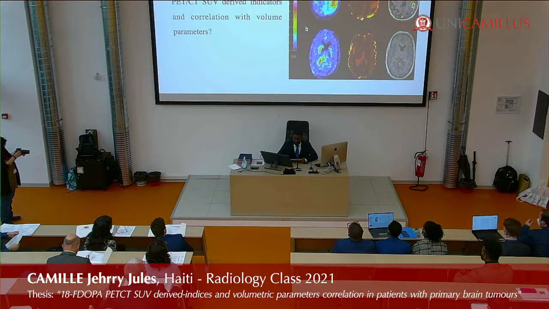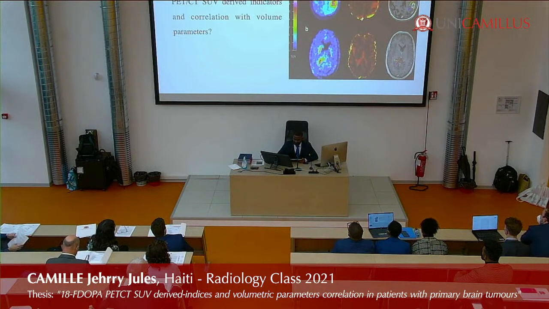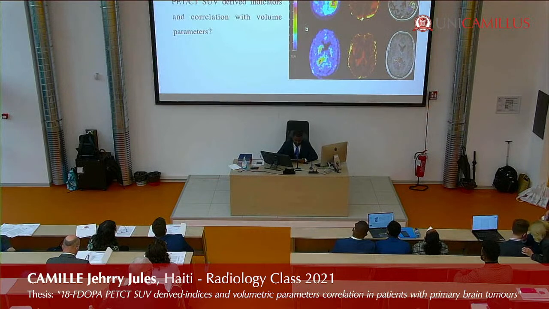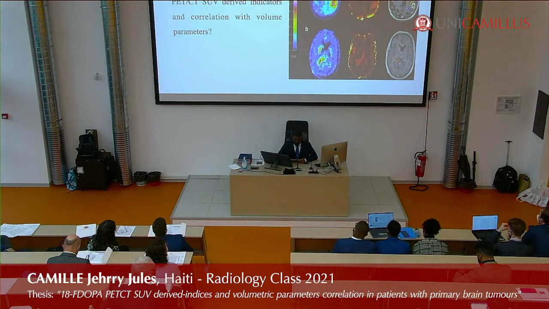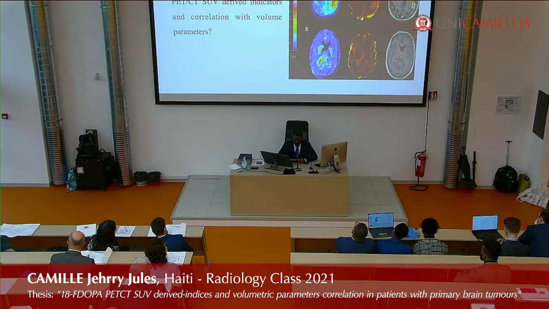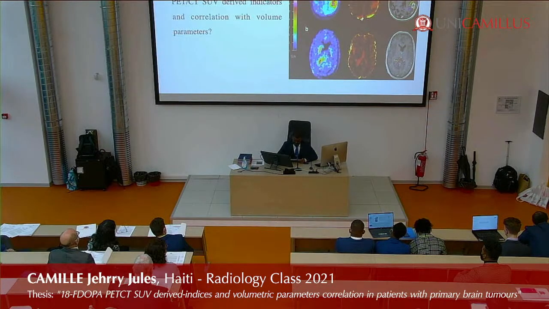About the objective, I want to speak about how to calculate the 18F-DOPA PET-CT standard uptake value, the indicator, and correlation with volume parameter. Standard uptake value is calculated to assess the absorption of radiopharmaceutical by cancer in PET-CT analysis. Standard uptake value is calculated as tissue activity at a given time divided by dose injected and by body weight. Dose injection in kilobecquerel and body weight in kilogram.